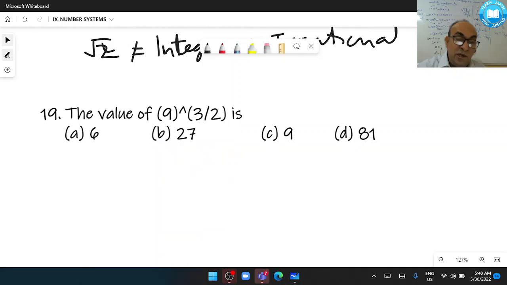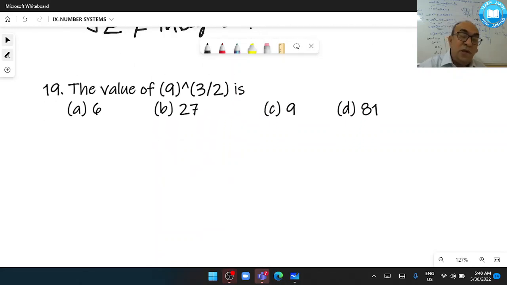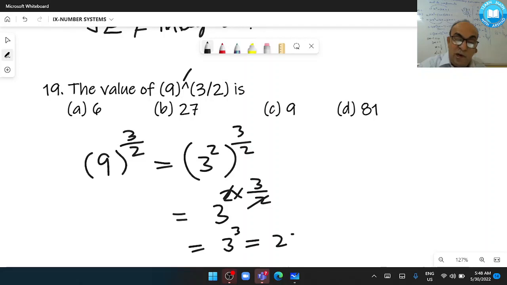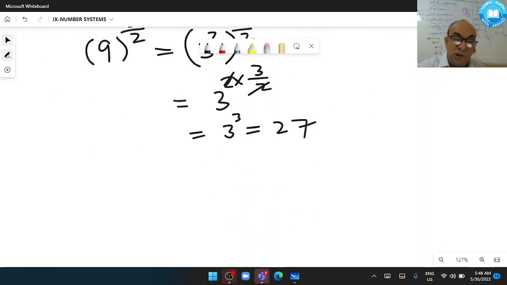Next question 19. 9 power 3 by 2. So factorize 9: 3 square, whole power 3 by 2. The law of exponent, we already used in the previous question. We multiply these two exponents, 2 cancels, and 3 cube is equal to 27. So this is the answer of question number 19.